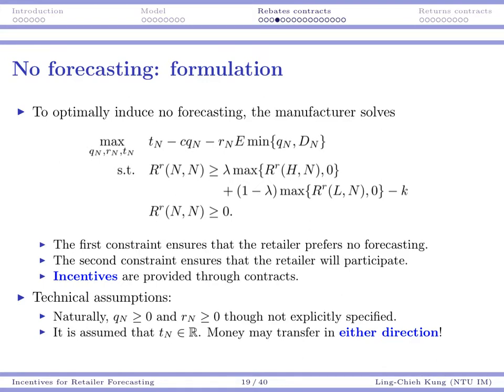Okay, we have some technical assumptions. In problems like this, typically we may have some sign constraints on different variables. But for transfer, typically we assume it to be real numbers. And that means we don't restrict whether it's from the manufacturer to the retailer or from the retailer to the manufacturer. Either one may pay. But anyway, it's not very important.